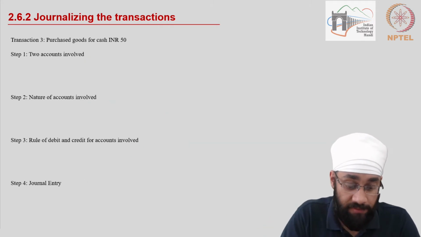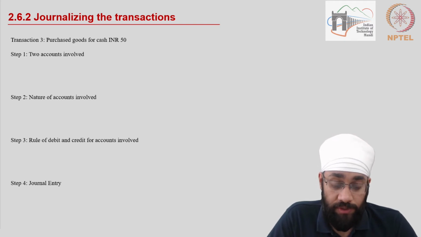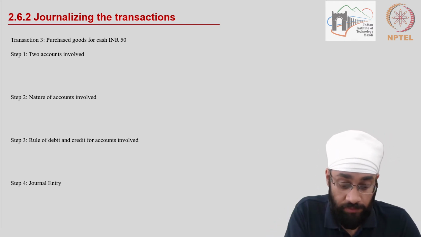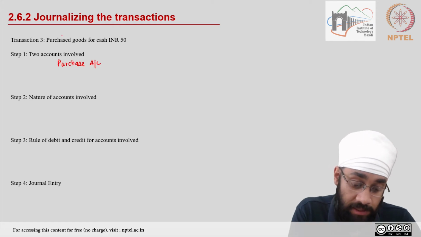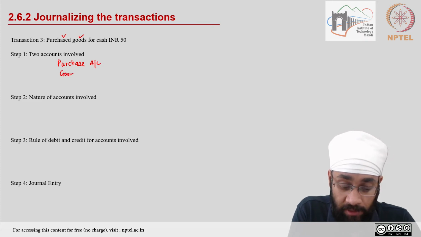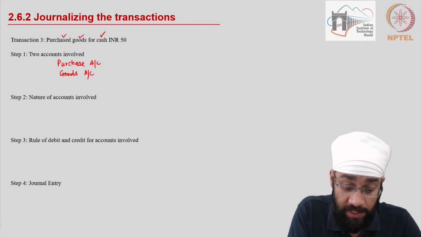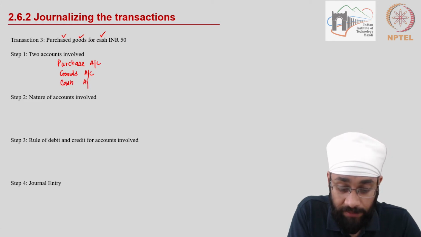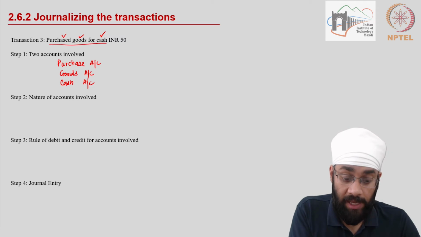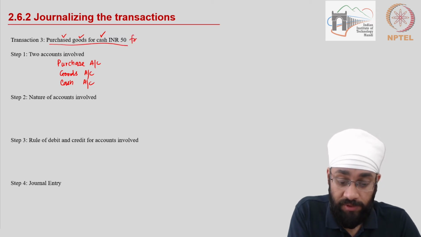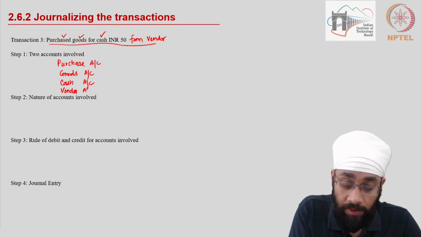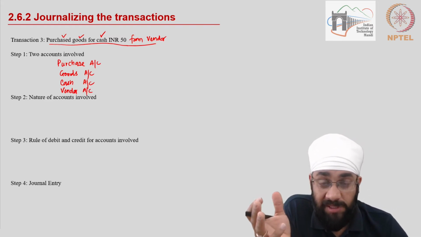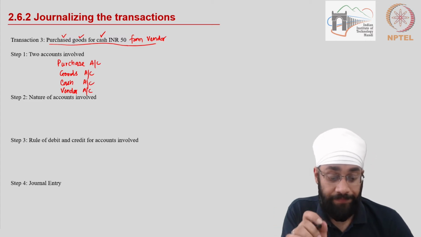Let's go on to another transaction. Purchased goods for cash. Let me identify the accounts. So we have purchase account, right? There is goods. Let me write goods account. There is cash. Let me write cash account. Okay, I don't see anything else. However, you purchase goods from a vendor, right? From a vendor. So let me just add that to improvise. So I'm going to write vendor's account. And if you had the name of the vendor, for example, ABC Limited, I would write that ABC Limited account.